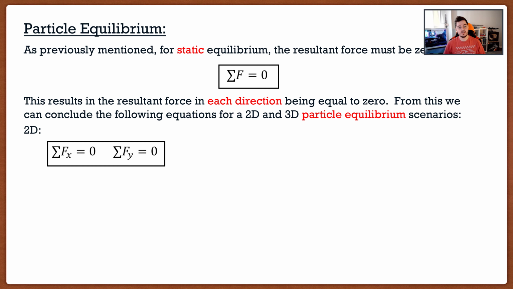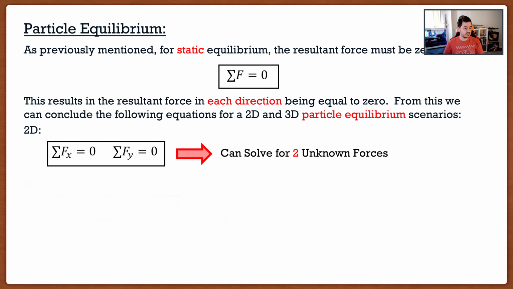So for 2 dimensions, we said that both directions have to be zero. So we have two equations. The summation of the forces in the x direction must be equal to zero, and the summation of forces in the vertical direction must be equal to zero. Now, for you math nerds out there, you know that if we have two equations, we can solve for two unknowns. So that's the first case, where in 2D, you are going to have problems where we have two unknown forces, and we are going to use these two equations to solve for those two unknown forces.